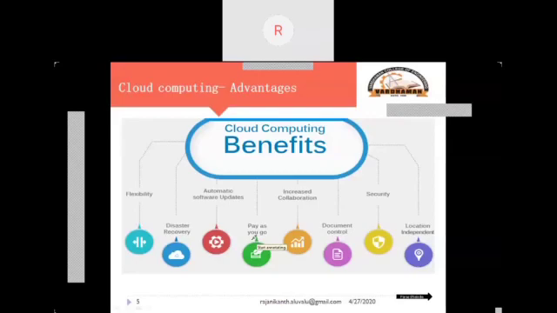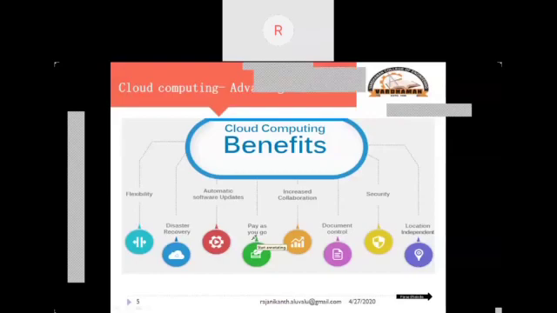And the last and foremost important benefit of cloud computing is location independence. So location is not at all a constraint. And now when we migrate onto the cloud, we can't say where exactly our data resides, where exactly our process resides. Even the cloud service provider fails to say the location of the data.